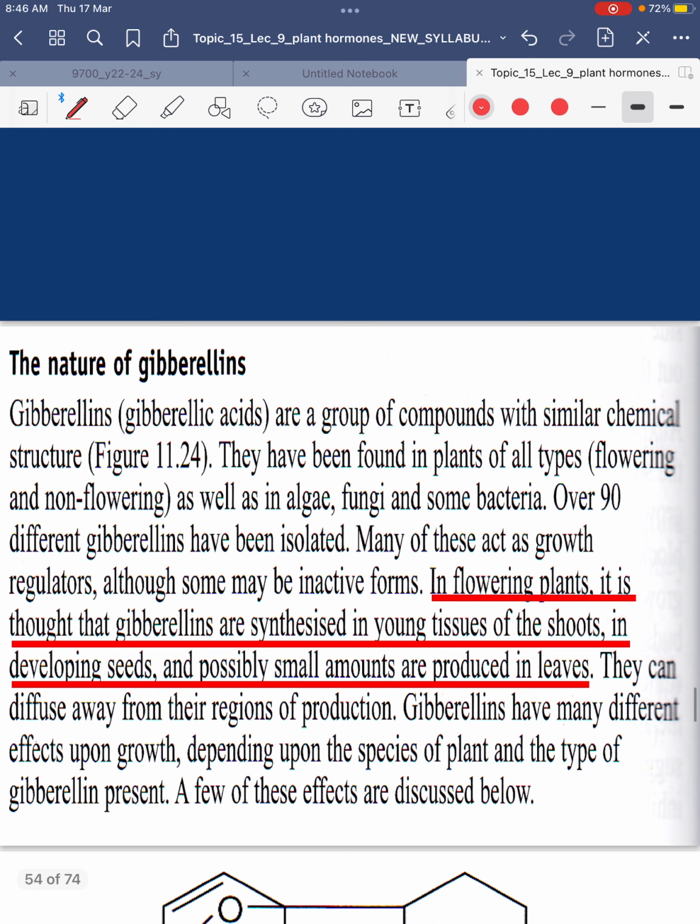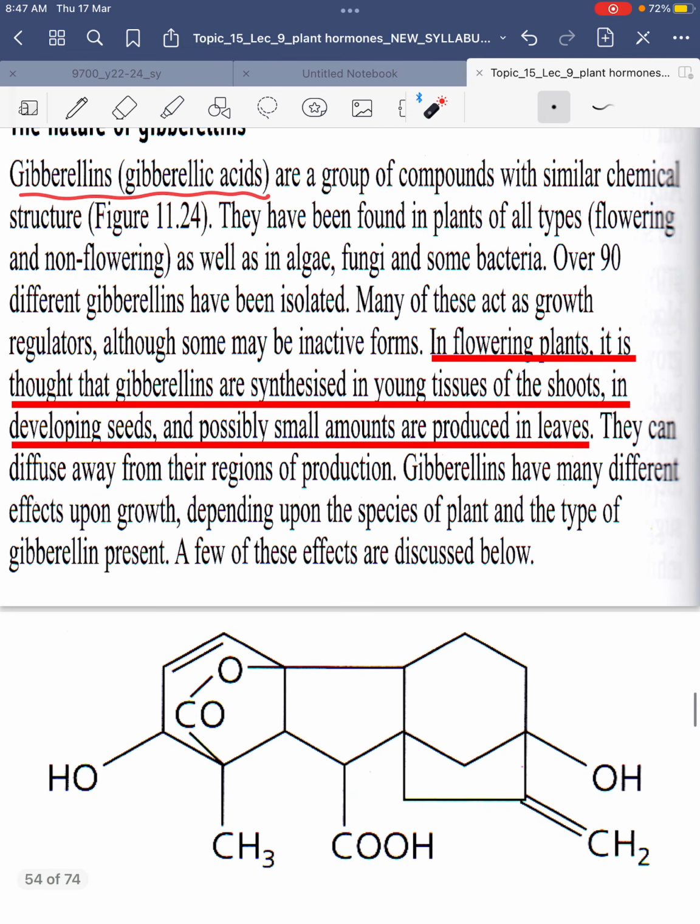Gibberellin, or gibberellic acid, is also known as gibberellic acid. Some background about this: they are found in plants. They are also found in algae, fungi, and some bacteria. In flowering plants, it is thought that gibberellins are synthesized in young tissues of the shoots, in developing seeds, and also a small amount in leaves.